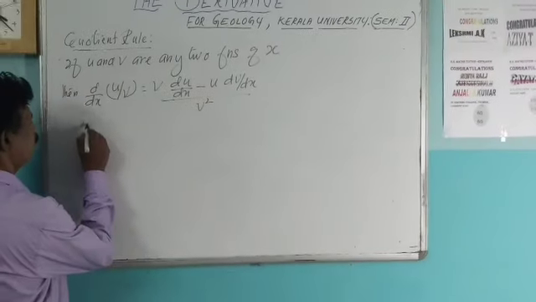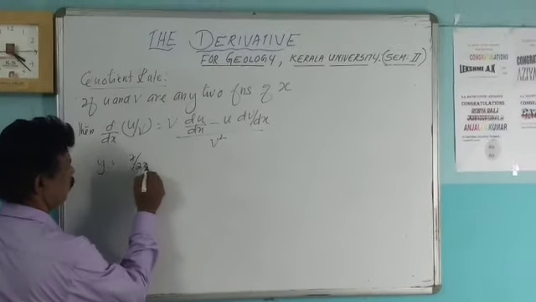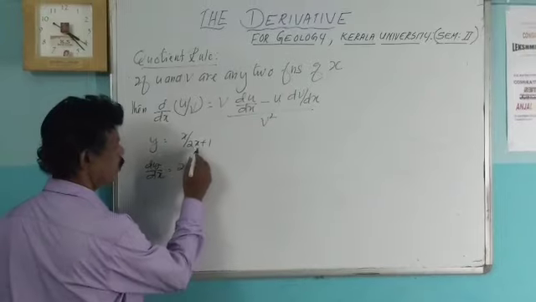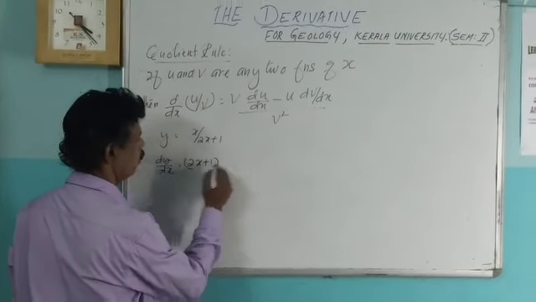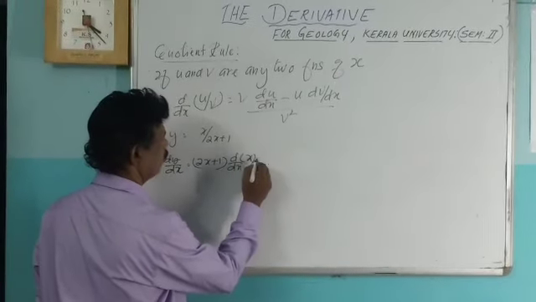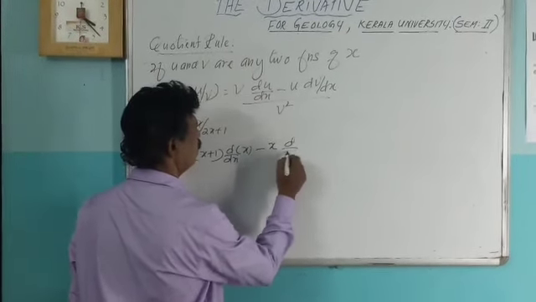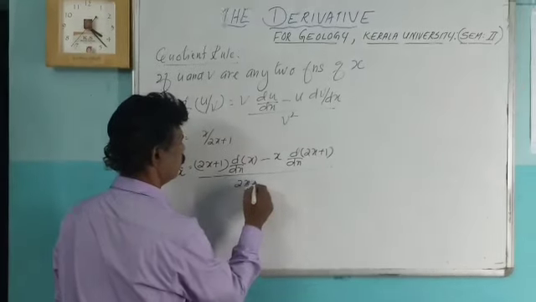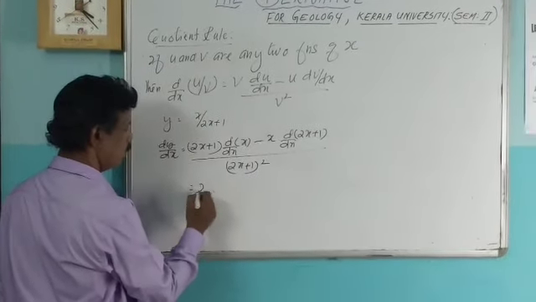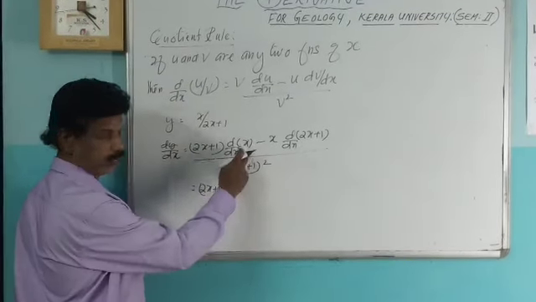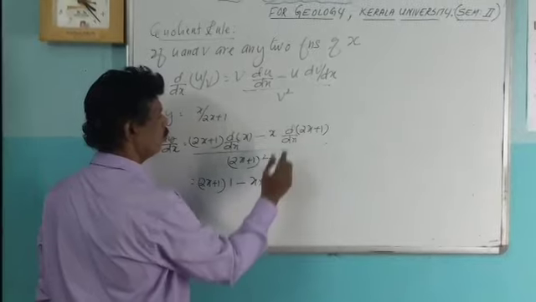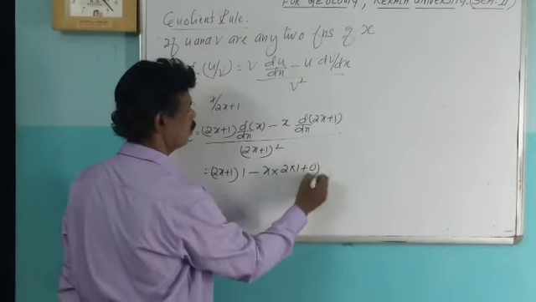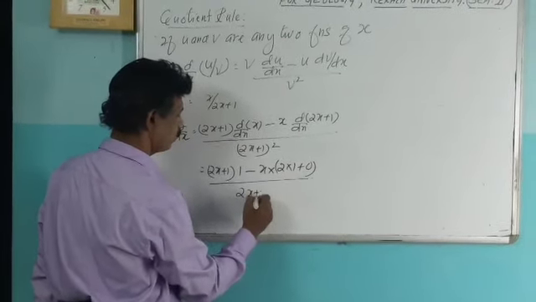For example, y equal to x by 2x plus 1. Then dy by dx equal to denominator 2x plus 1 into derivative of numerator x, minus numerator x into derivative of denominator 2x plus 1, divided by denominator square, 2x plus 1 the whole square. That is 2x plus 1 into derivative of x 1, minus x into derivative of 2x plus 1, 2 into derivative of x 1 and 1 is a constant, that derivative equal to 0, divided by denominator square, 2x plus 1 whole square.